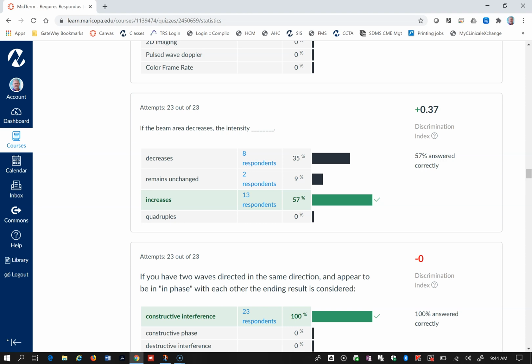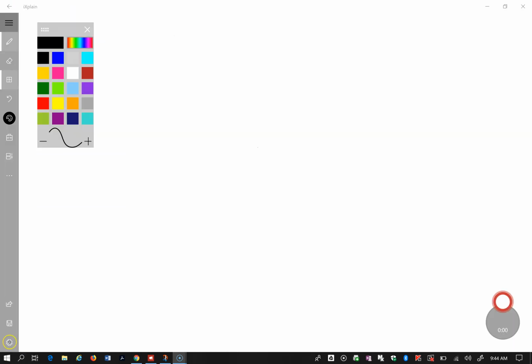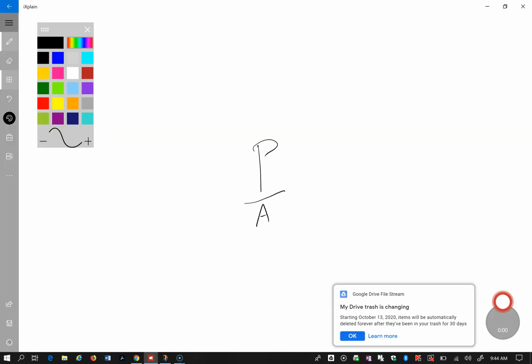If the beam area decreases, what happens to the intensity? It increases. Anytime, the intensity equals the power over the area. So since power over area equals the intensity, if this goes down, this goes up. If this goes up, this goes down. They are reciprocals of each other.